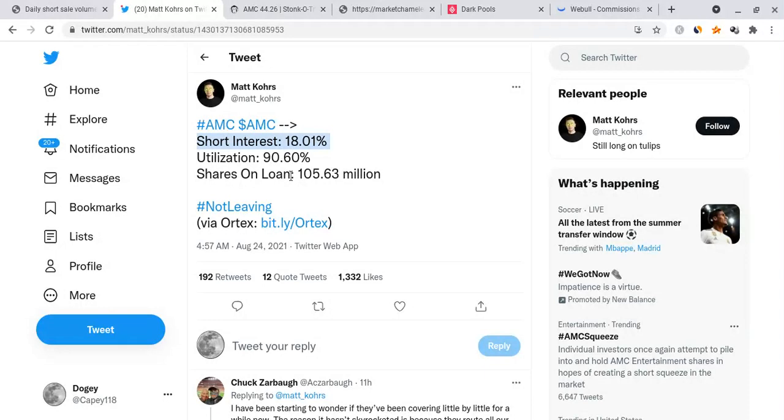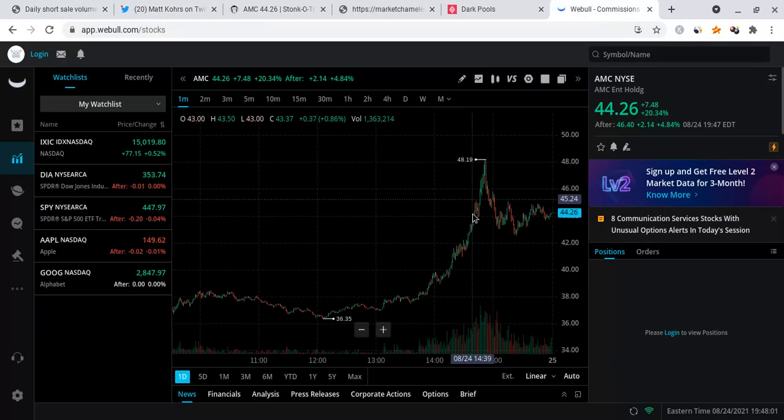Let's look at the short interest, which is still at 18%. It's a little bit higher compared to where it was yesterday, so the short interest did go slightly up. 18% means that almost 100 million shares, if the float is only 513 million, have to be bought back. It's probably much, much higher. The utilization is looking good. Shares on loan, still 105 million. So this is all looking good, guys. This is why AMC was set up for where it ended up going.